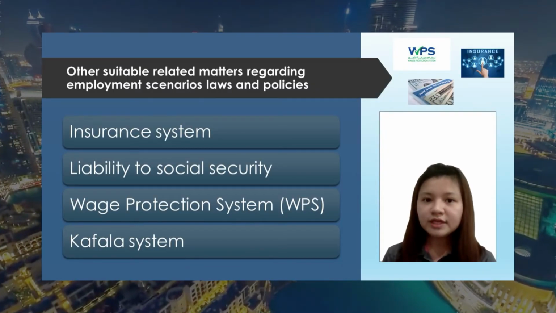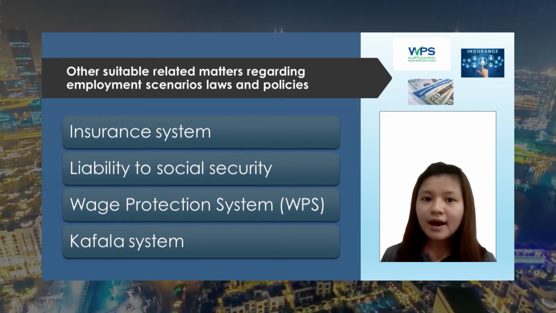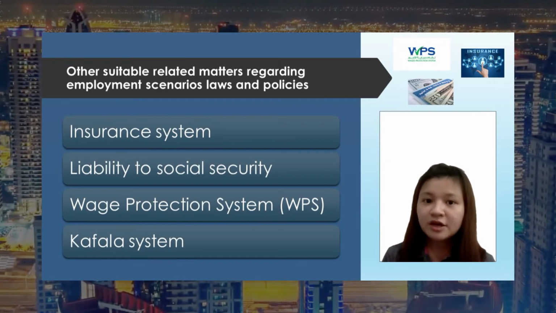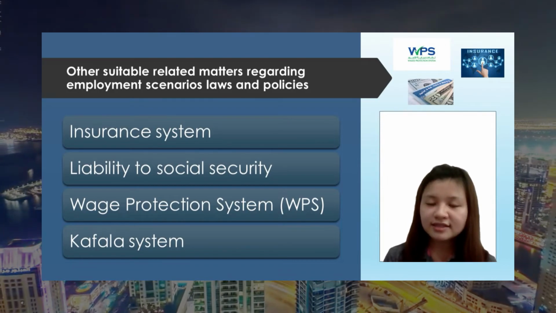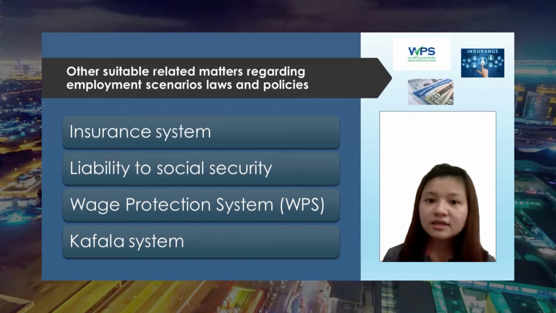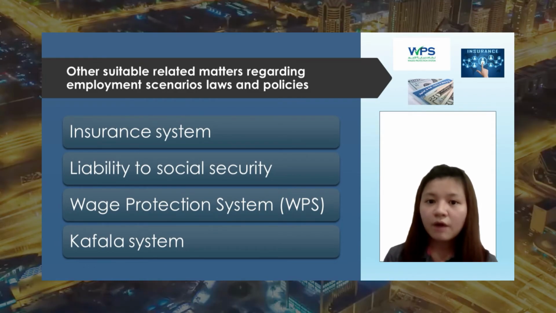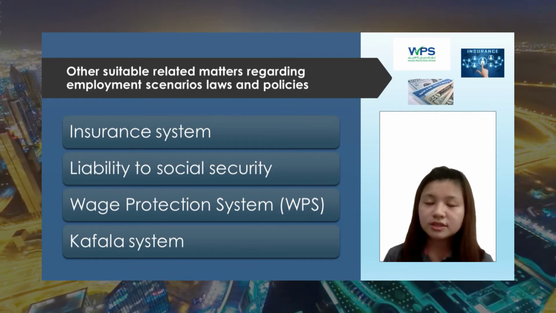Next, let's move to the relevant matters regarding employment scenarios, laws and policies. Below are the systems that can be noted by the employees to ensure their interests in the working environment. First is the insurance system. According to UAE Federal Law Number 8 of 1980 as amended, the employer is liable to compensate the employee in the event of a workplace injury. For this reason, it is recommended that the employer obtain the necessary insurance. This risk is covered in the UAE by the so-called workers' compensation insurance.